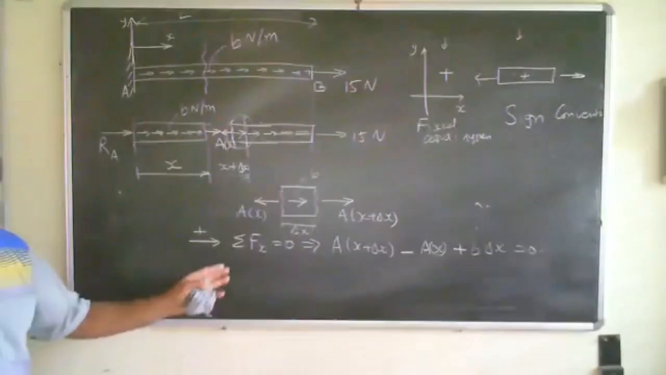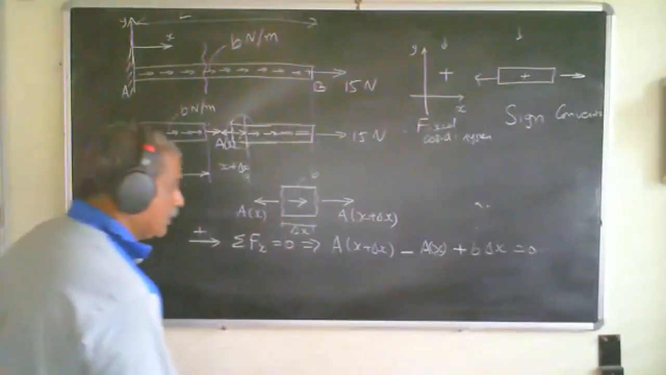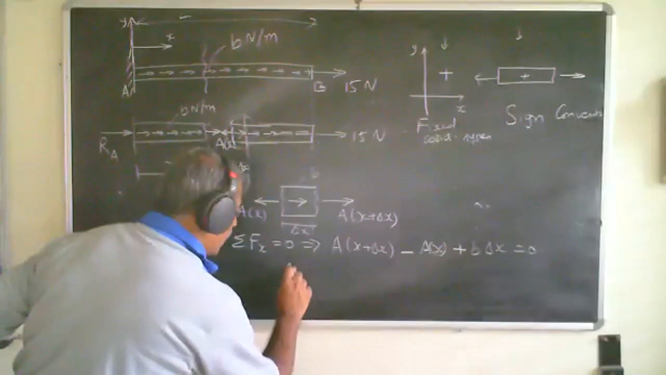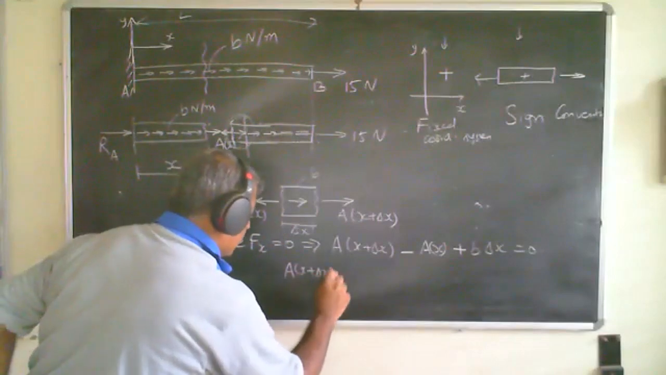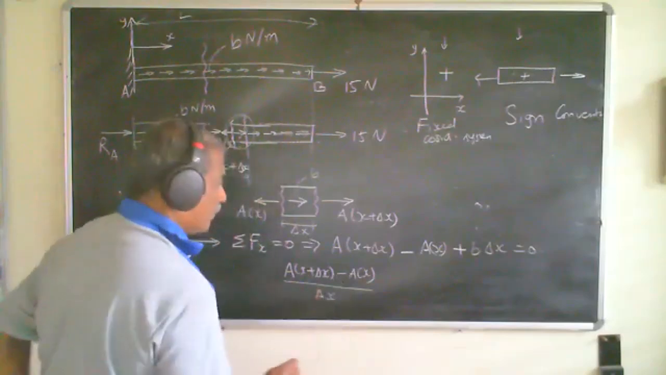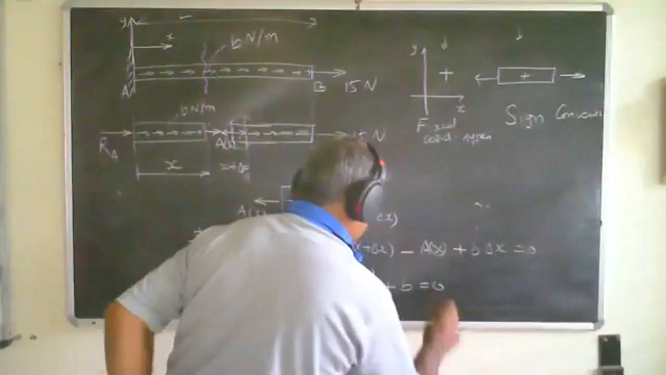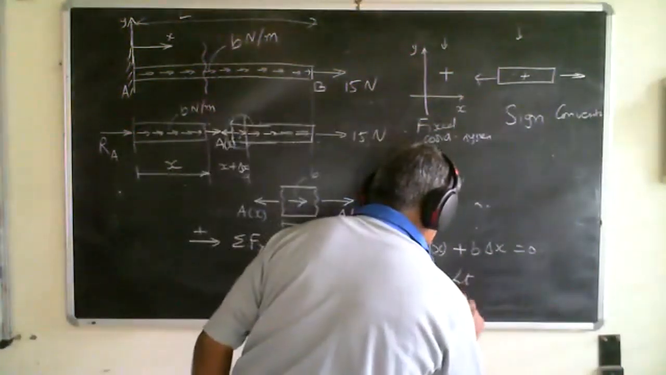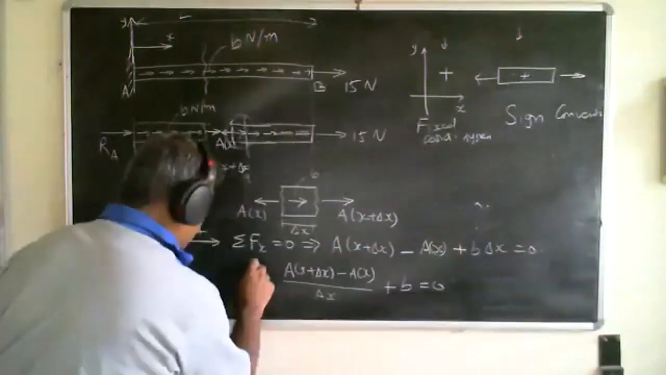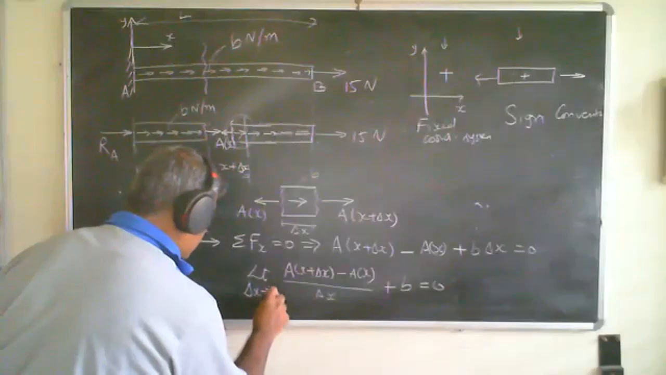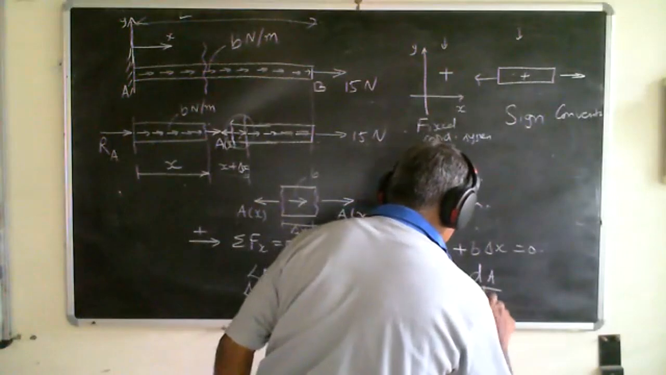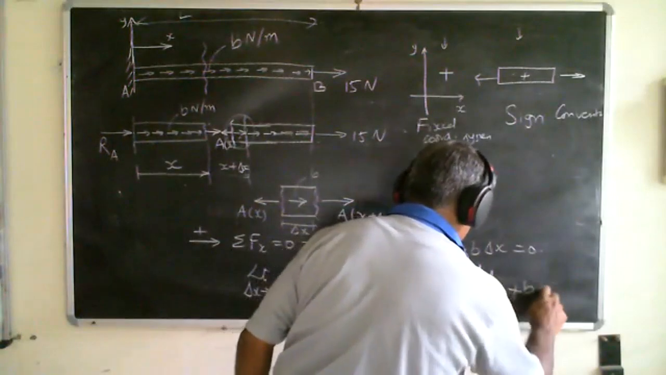Okay. So now by now you understand why I'm doing this. Now I can divide throughout by delta x so that I'll get now A of x plus delta x minus A of x divided by delta x plus B is equal to 0. Limit as delta x tends to 0. I'm going to put it over here. Limit as delta x tends to 0 will give me dA by dx plus B equal to 0.